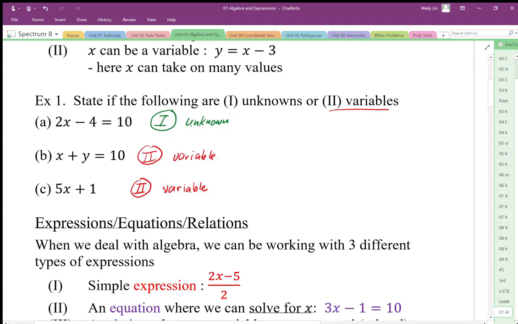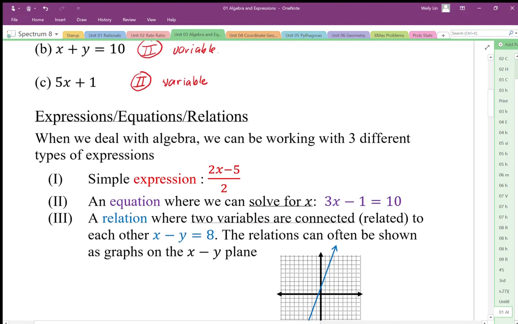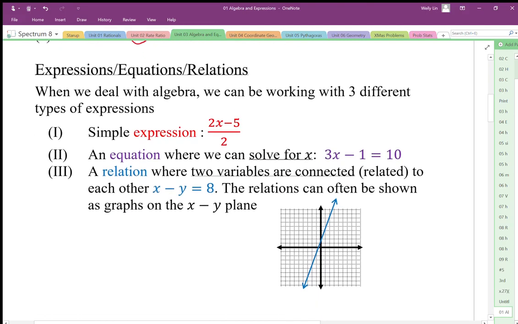So this is important to start distinguishing the fact that when we see x in algebra, x can sometimes be an unknown, sometimes it can be a variable. When we see unknowns, we're going to actually end up solving for those unknowns when we can. So we also want to distinguish between expressions, equations, and relations. Those are three different things when we see algebraic terms.